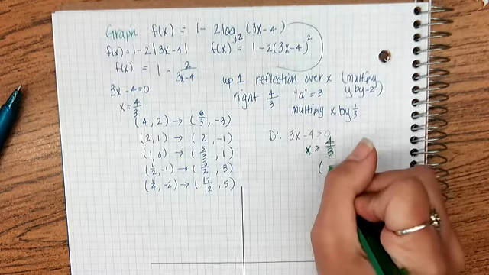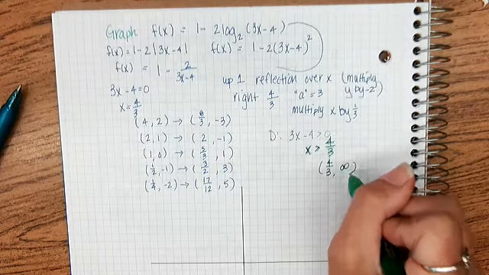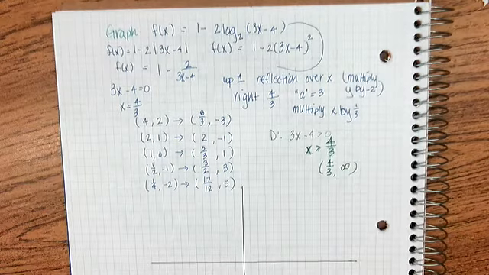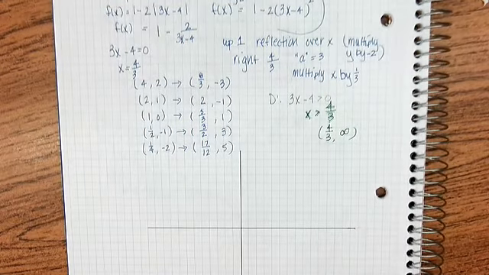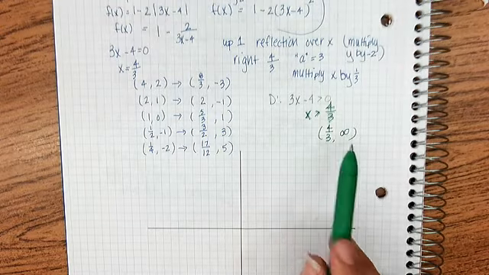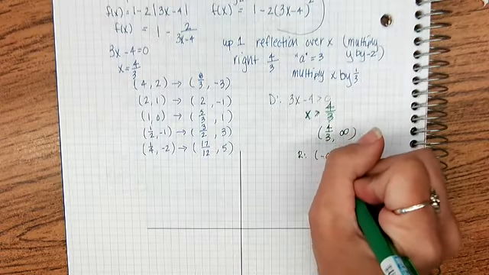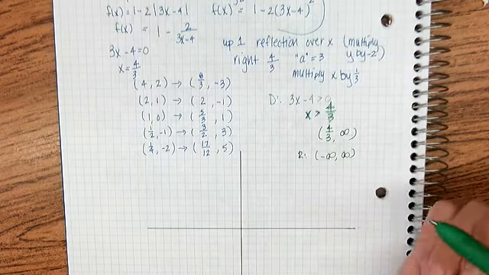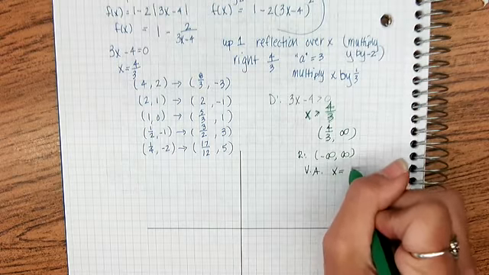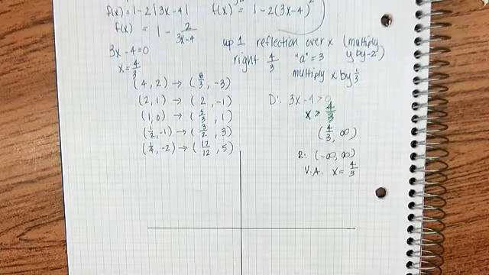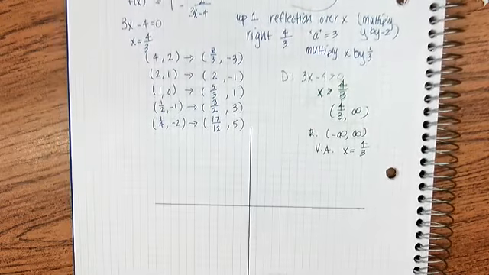So I'm going to have 4/3 to infinity. Maybe this is a reflection. You have to be careful. Reflections can change domains and ranges. So we may have to come back and fix this. The range is all real numbers. And my vertical asymptote is going to be at 4/3. I haven't graphed it yet. I think 4/3 to infinity might be backwards. Let's see.